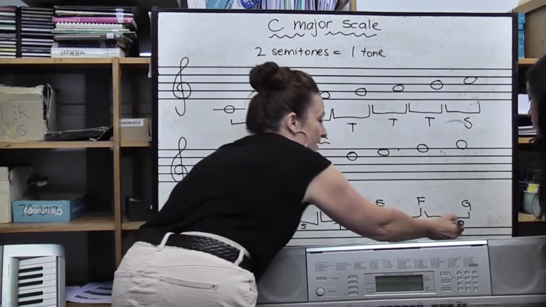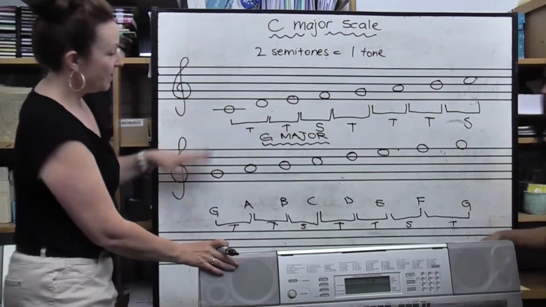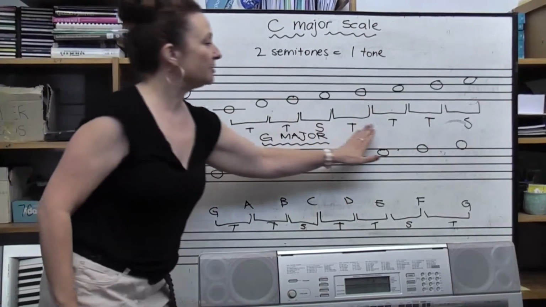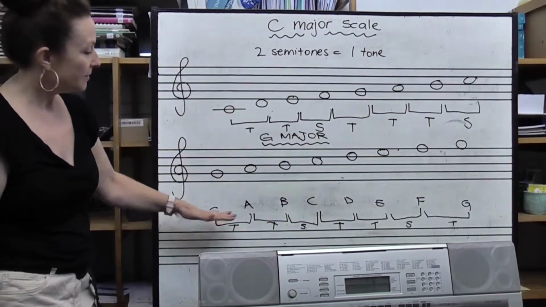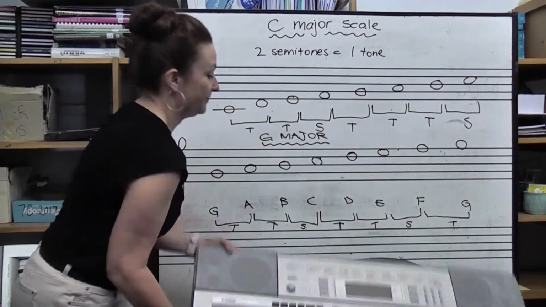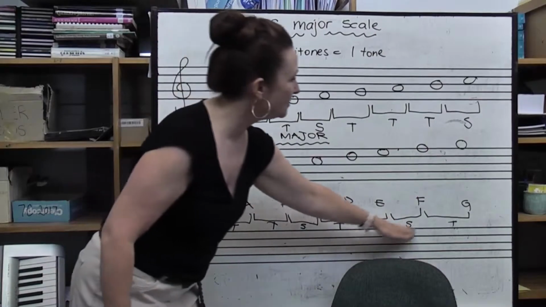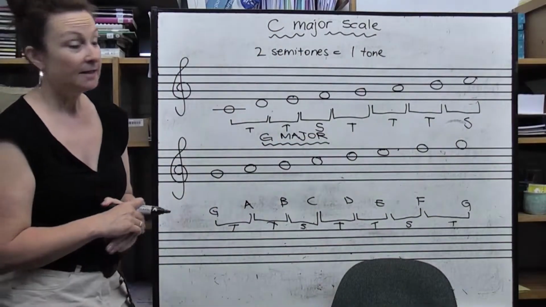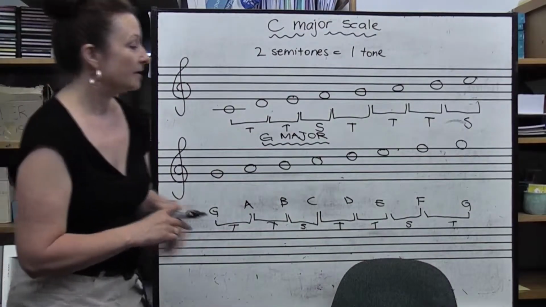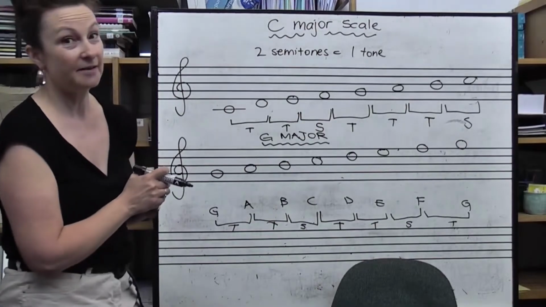Alright, so if we have a look at this, is it the same as our C major? We know that this tone, tone, semitone, tone, tone, tone, semitone will work for every major scale. Is it working for this G major scale? Tone, tone, semitone, yep. Tone, tone, semitone, tone. It's wrong. The last 2 notes are wrong. What does that mean? It means that one of these notes is wrong and we need to fix it.